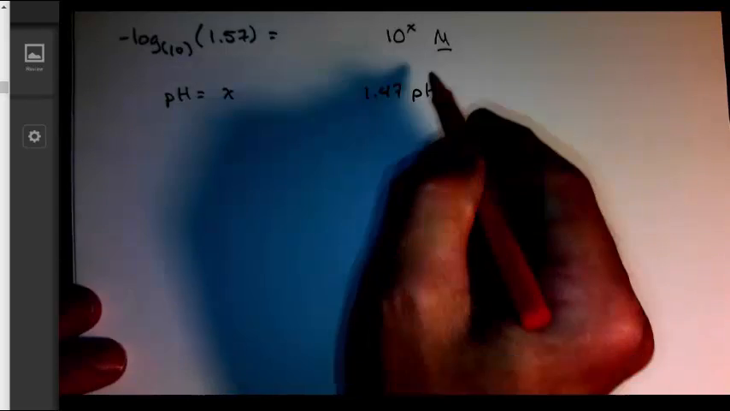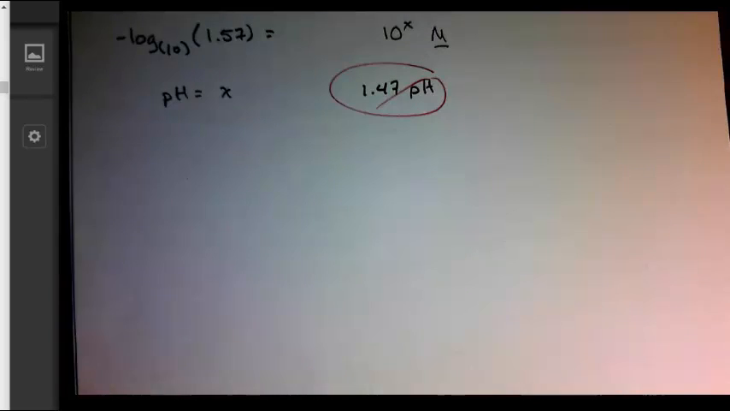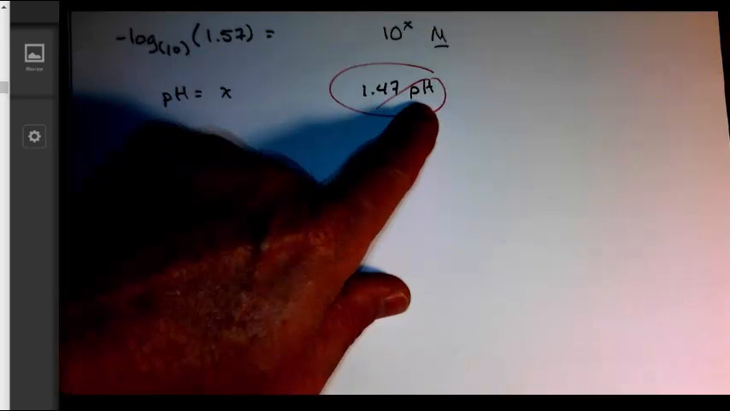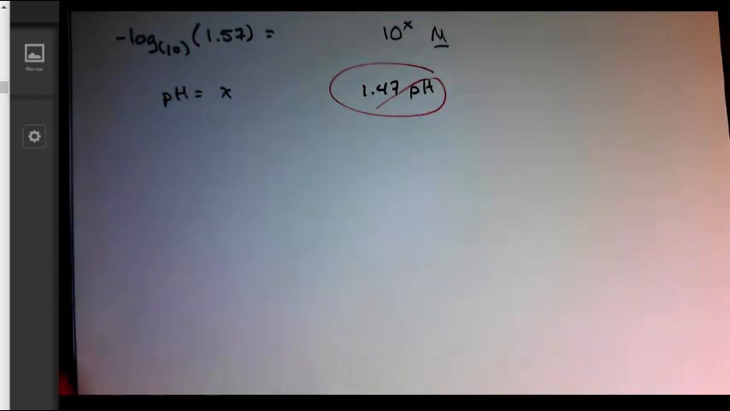Okay, pH is a logarithm, and that's what the lowercase letter p stands for. The lowercase letter p means negative logarithm. The capital H means the hydrogen ion concentration.